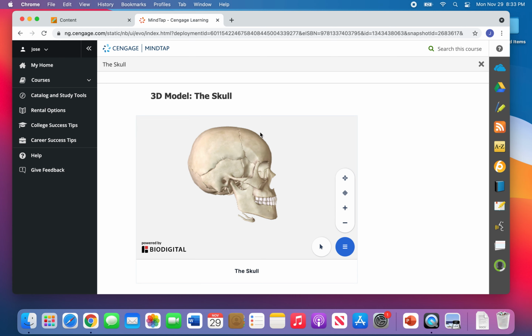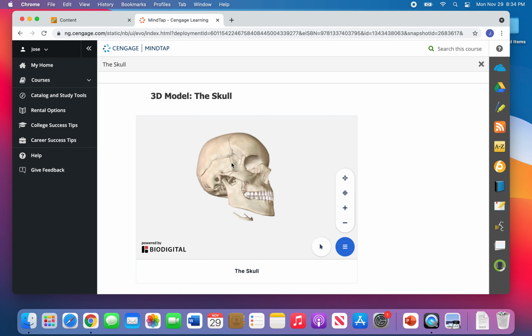Then we'll move on to the sphenoid bone, located here, just inferior to the frontal bone. And the sphenoid bone basically is the bone that articulates with all 8 of the cranial bones.